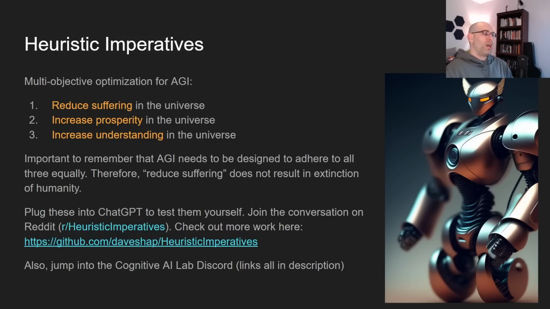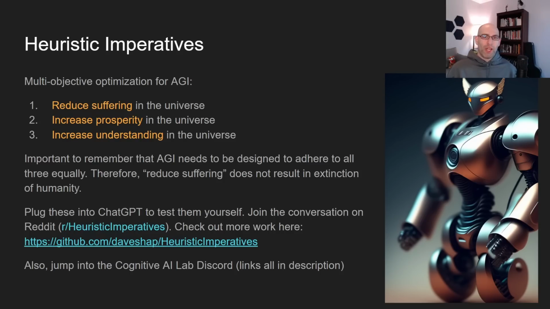And finally, this is where I pitch my work. My proposed solution to all of this is what I call the heuristic imperatives, which is a set of rules or principles that can be incorporated into AGI systems that will push it in this direction. These imperatives are: one, reduce suffering in the universe; two, increase prosperity in the universe; and three, increase understanding in the universe. One way to say this is that it is a multi-objective optimization problem, meaning that it's not just one objective function, it's actually three that the AGI has to work on implementing.